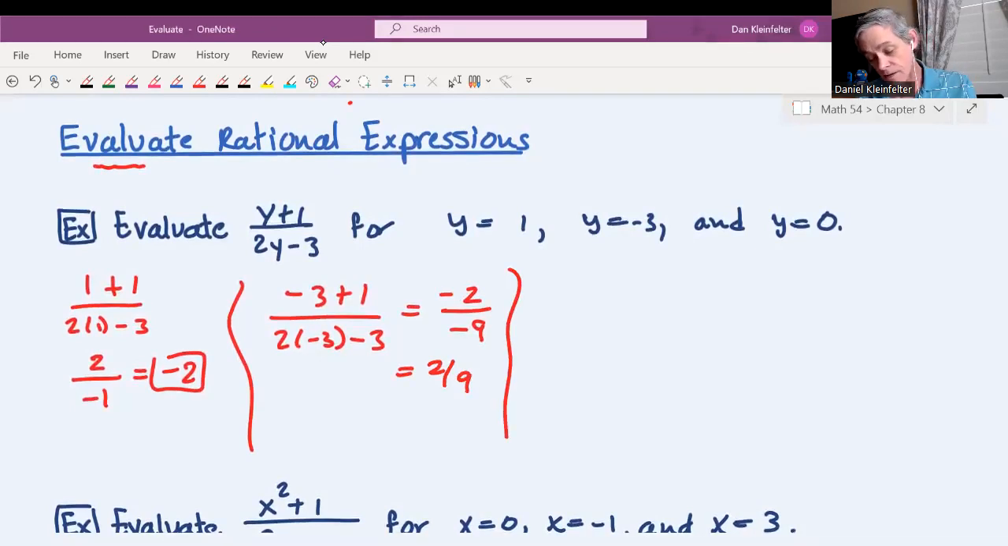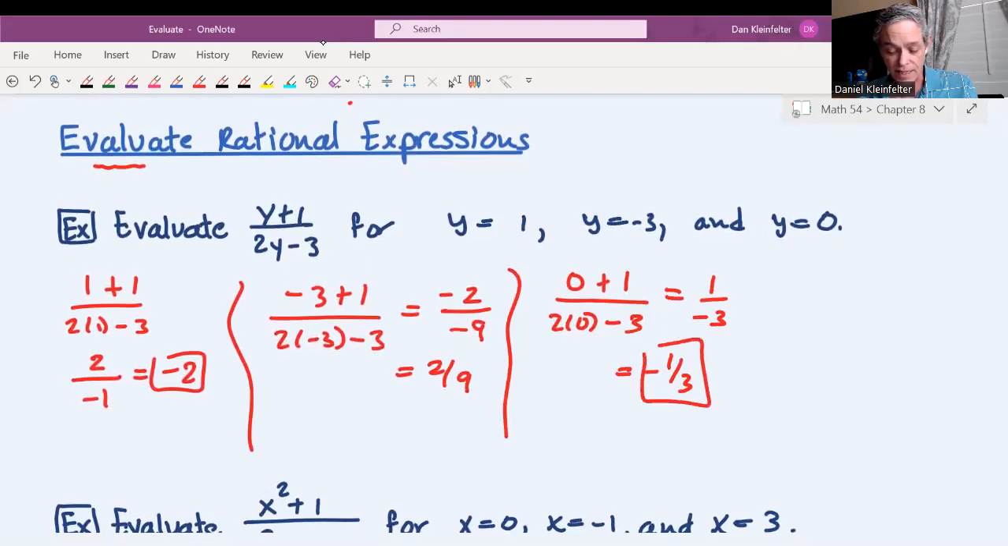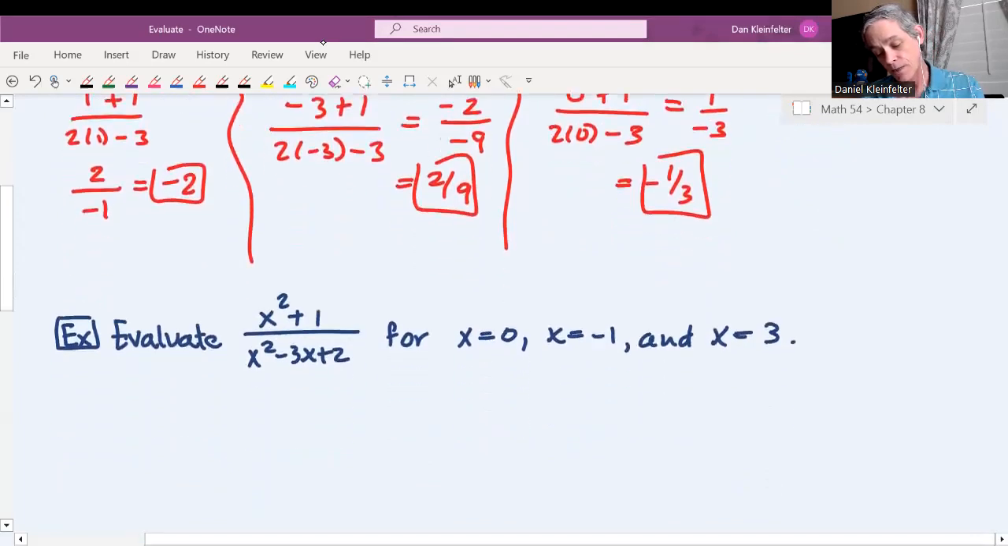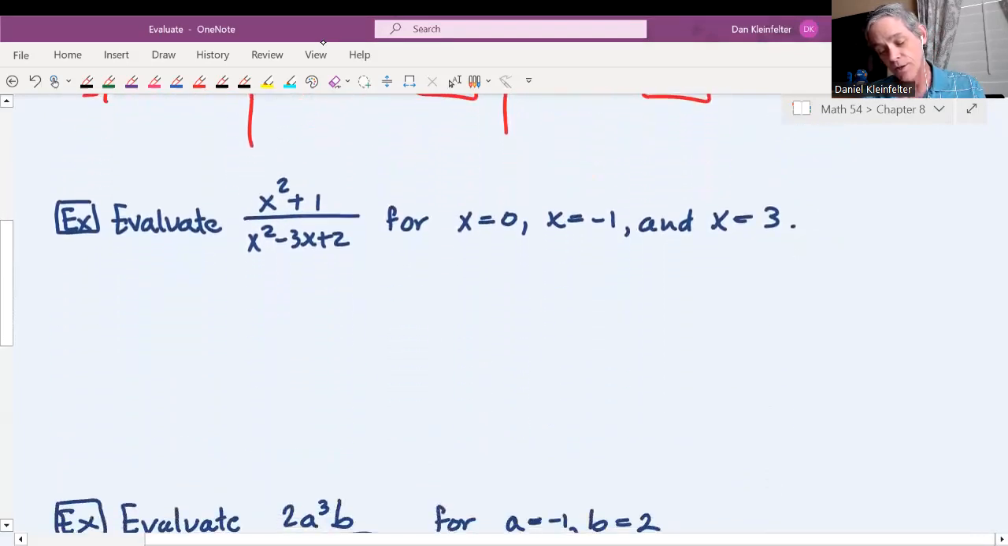0 next. If you were concerned, well, I thought the denominator couldn't be 0. That's true. The denominator is not going to be 0. We don't have just the variable in the denominator. We have 2y minus 3. So it turns out our denominator here is going to be negative 3, giving us negative 1/3 as our final answer. Evaluating expressions. Okay, here's one for you to try.